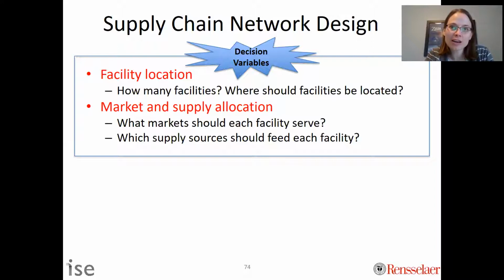So the main questions we asked in this class were, where should we have facilities located? And then how many of them should we have? And then once we have locations, how should we use those locations to serve demand? And then how should supply feed each of these locations? And so those are the decision variables primarily that we looked at in this class.